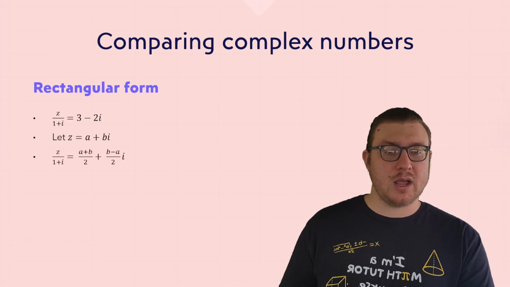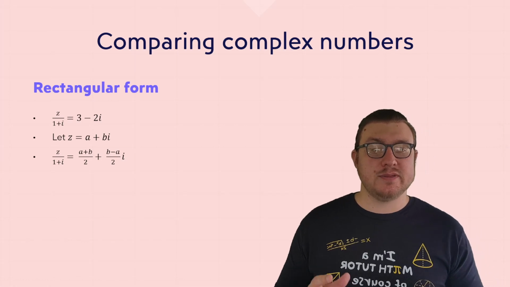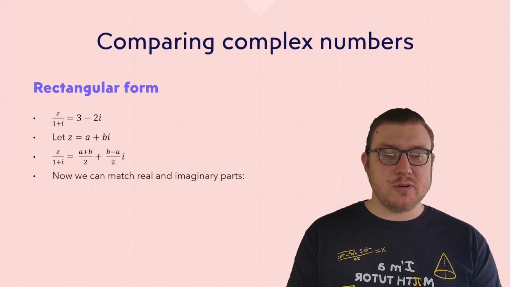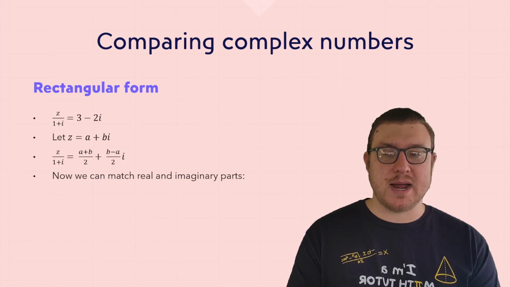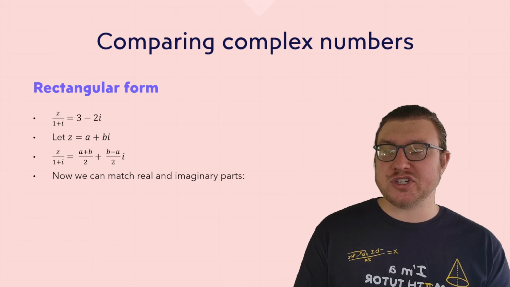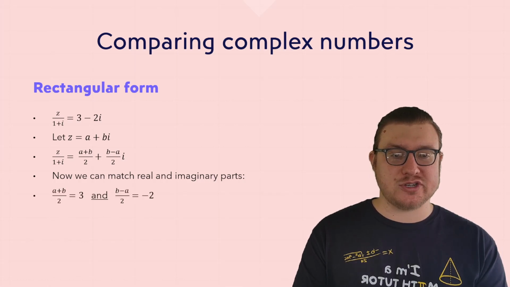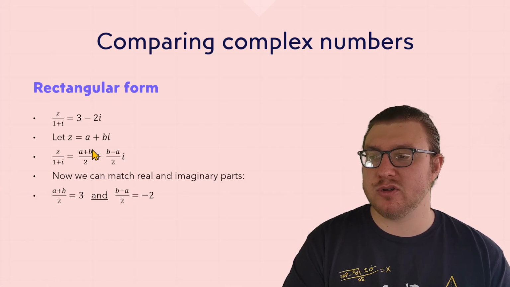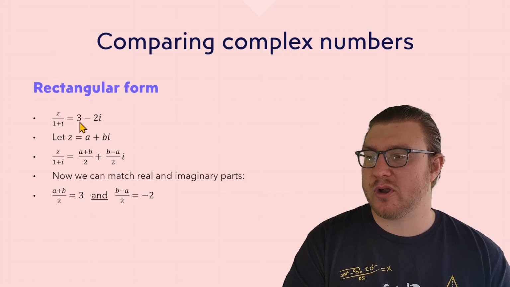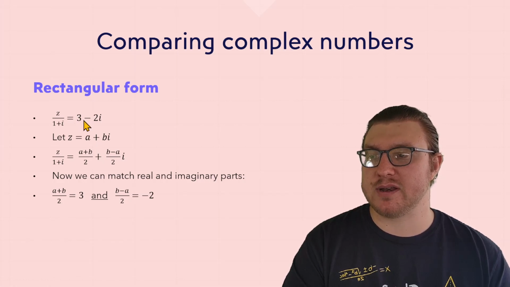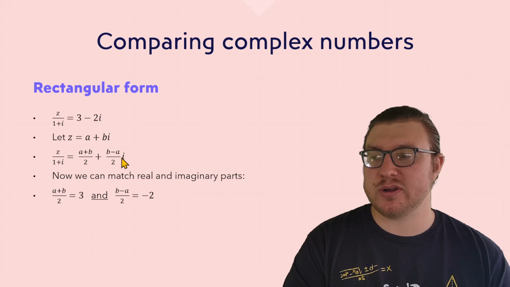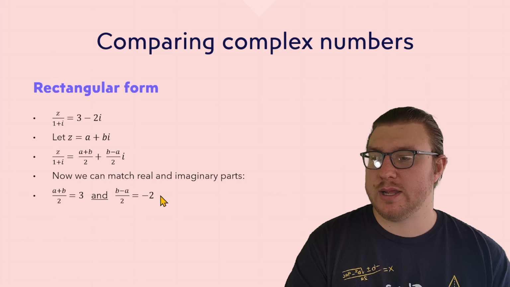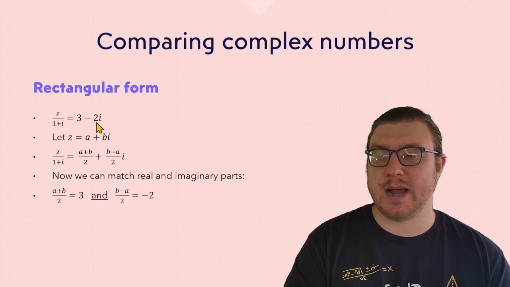So we already calculated the first part, which we can see here on the screen, and it should be equal to 3 minus 2i. So we're going to match the real part and the imaginary parts. Our real part here is a plus b over 2, so we're going to match it with the real part for the other number. And our imaginary part is b minus a over 2, remember no i, equals the imaginary part here.